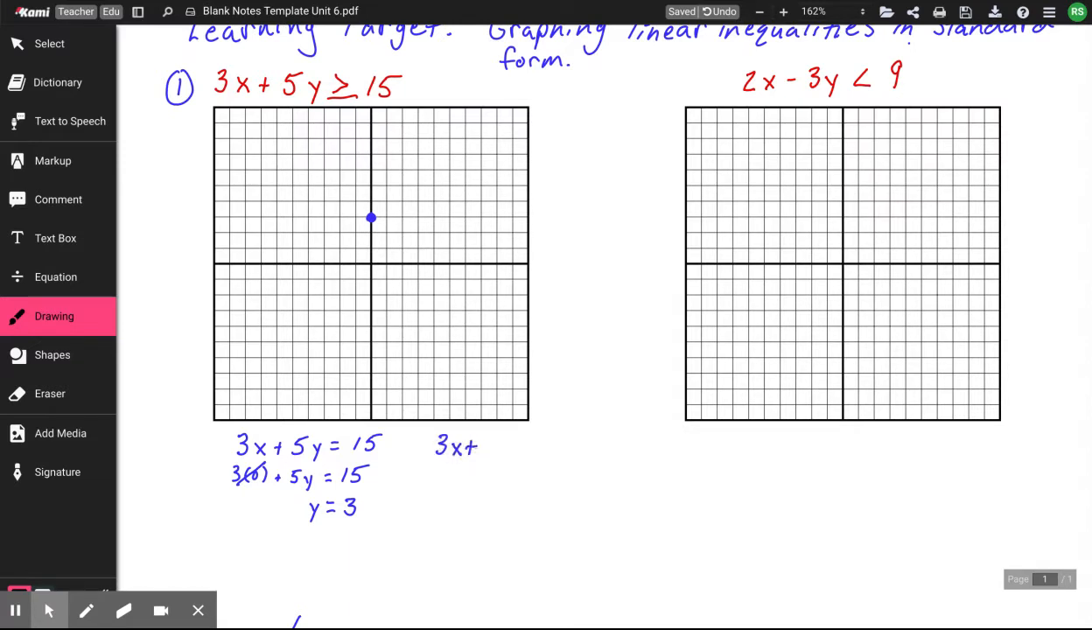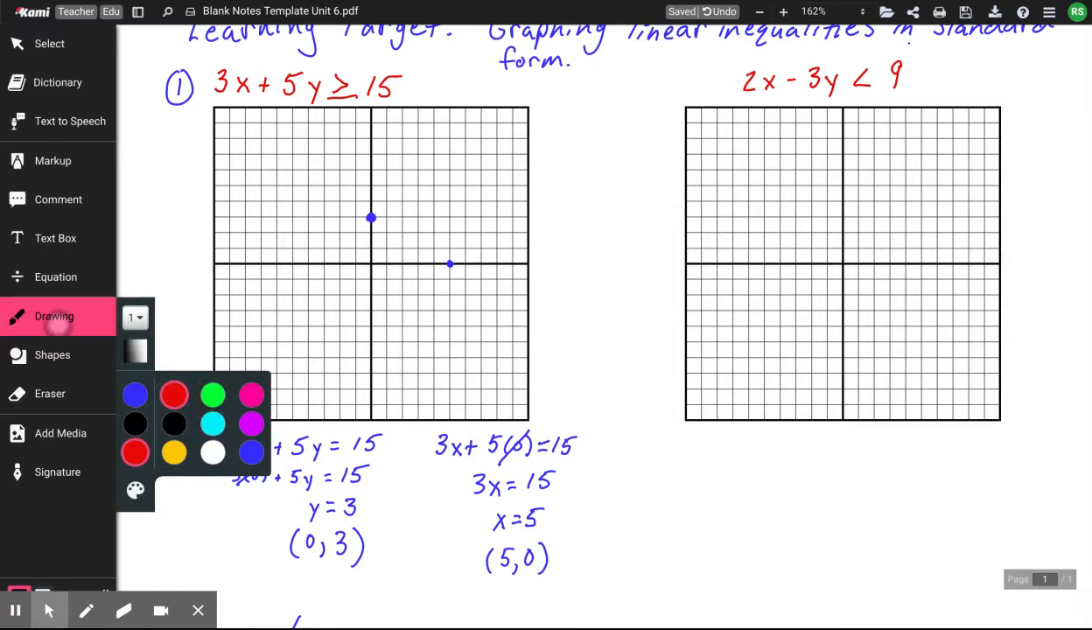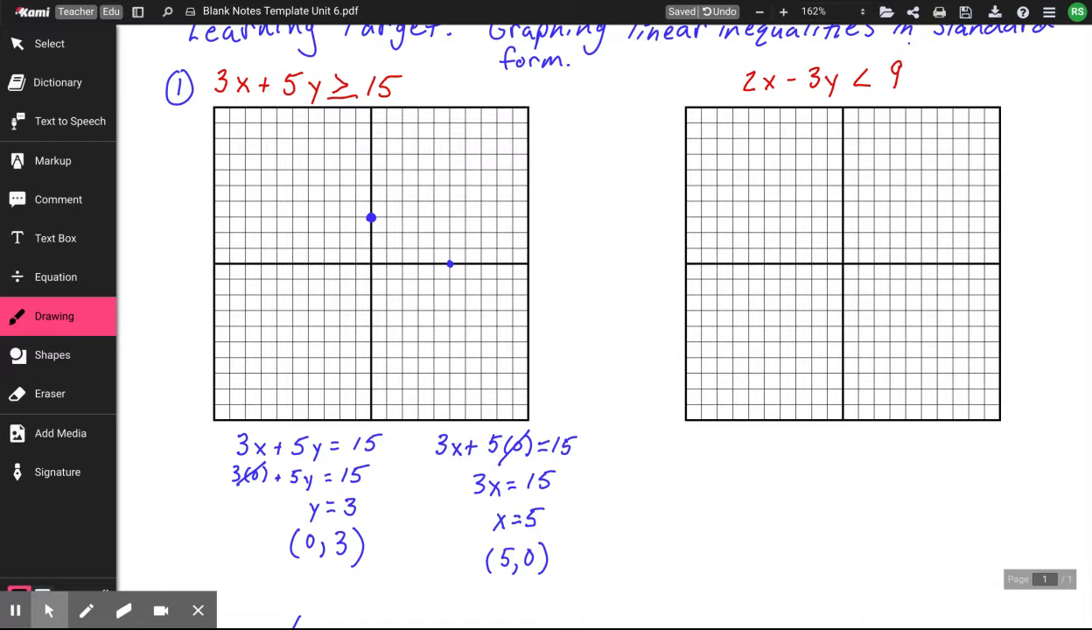And then I have 3x plus 5 times 0 is equal to 15. So I'm putting in a 0 for y, because any point that has a y value of 0 has to be on the x-axis. So I'm just canceling out that y variable, creating a one-variable equation. 3x is equal to 15, so x must be equal to 5 because 3 times 5 is 15. Now I can plot a point on the x-axis at 5. So I got the point 5, 0, because I plugged in a 0 for y, and I had the point 0, 3.